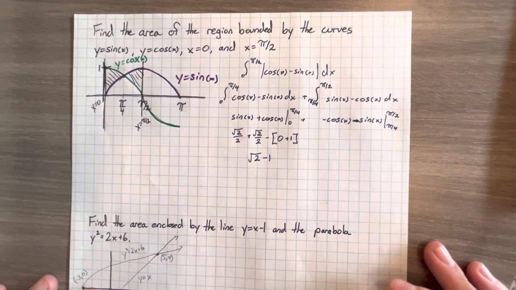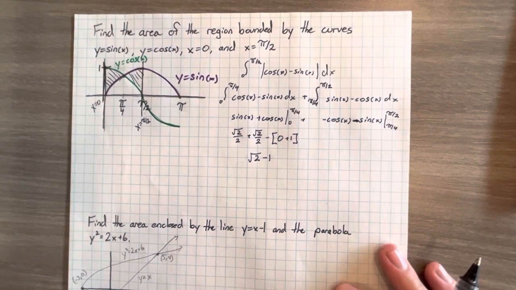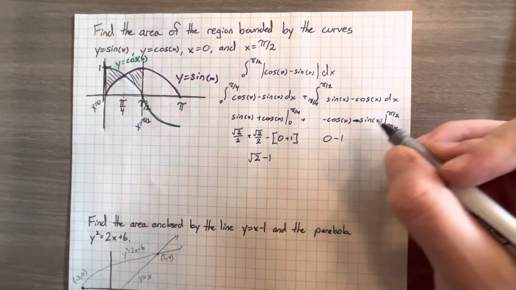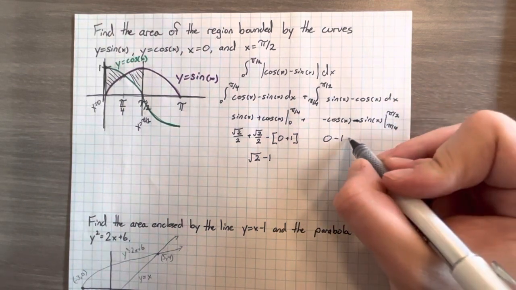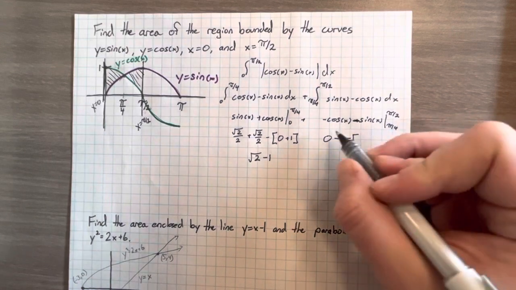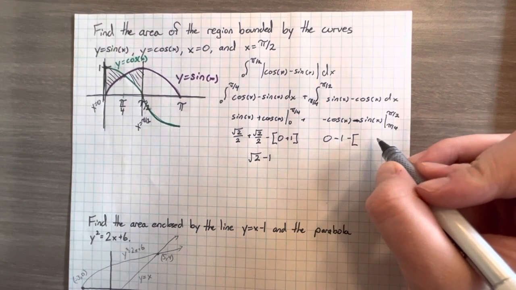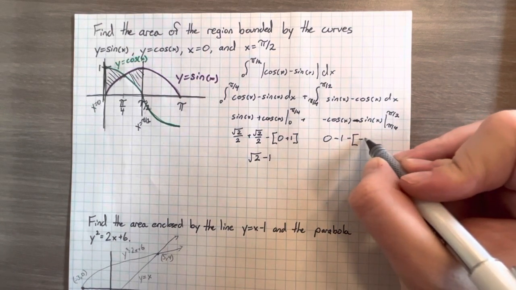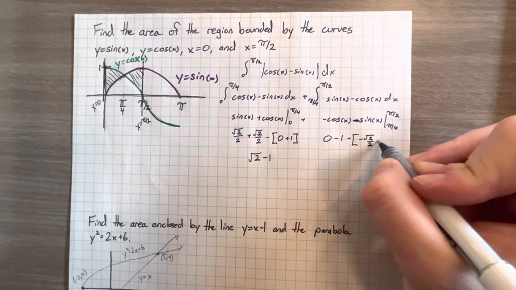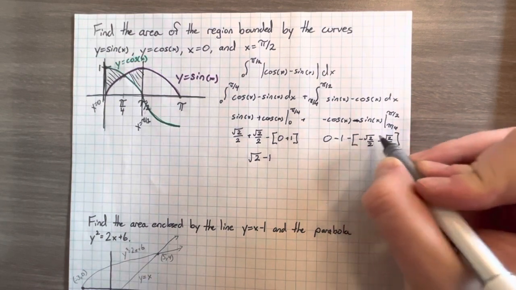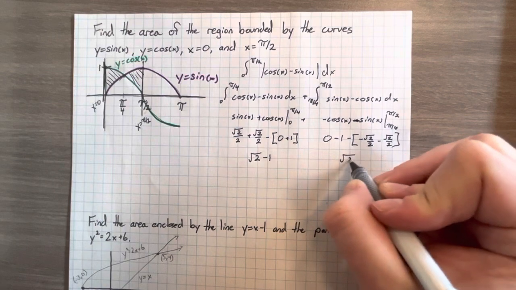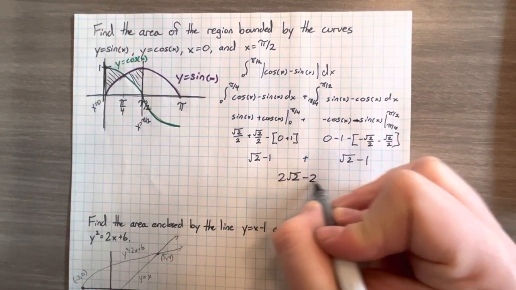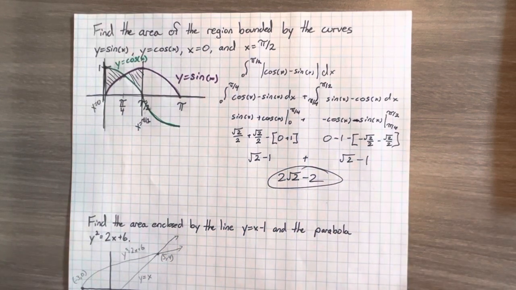Over here, we're going to go through and do the same thing, and we get 0 minus 1. And then here, we're going to be subtracting for pi over 2 and pi over 4, so now we're at pi over 4. We have negative root 2 over 2 minus root 2 over 2. And with this double negative, here we're getting root 2 minus 1 as well. We add both of those to get 2 root 2 minus 2.